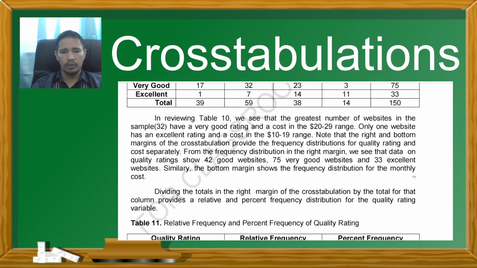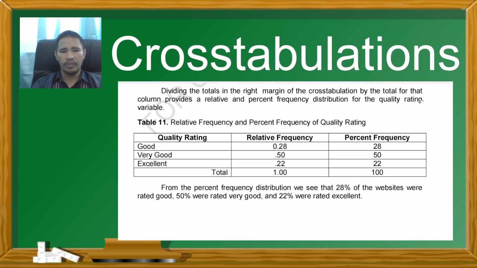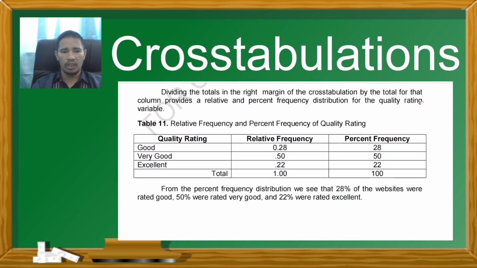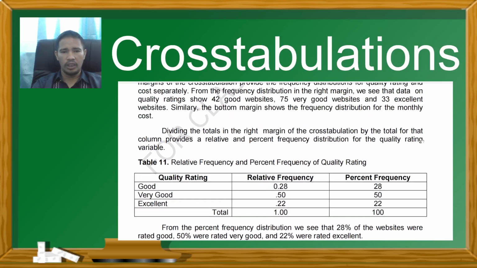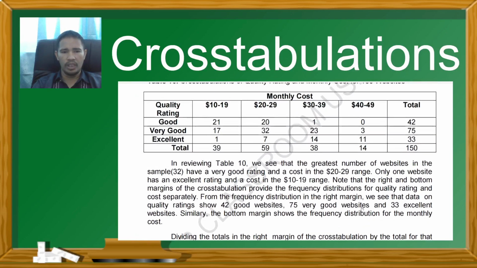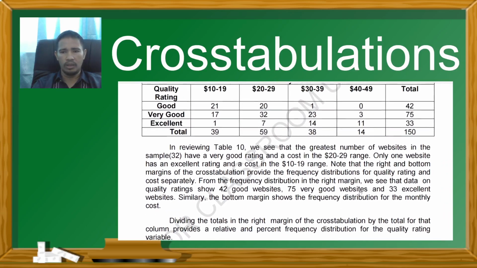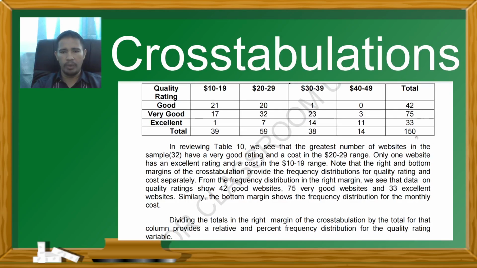So this is the step, guys. We're going to compute the relative frequency and percent frequency of quality rating. As you can see here, good is 0.28, very good is 0.5, and excellent is 0.22. How do we get this? To get the relative frequency for good, that's 42 divided by 150.